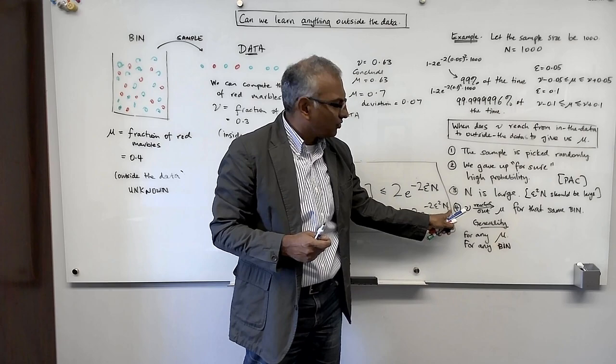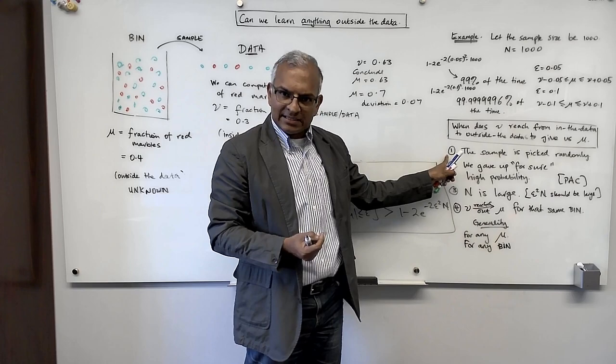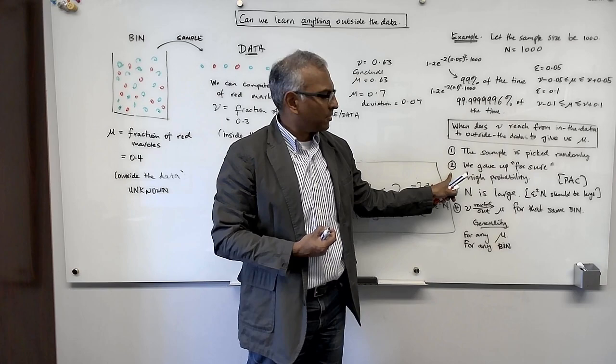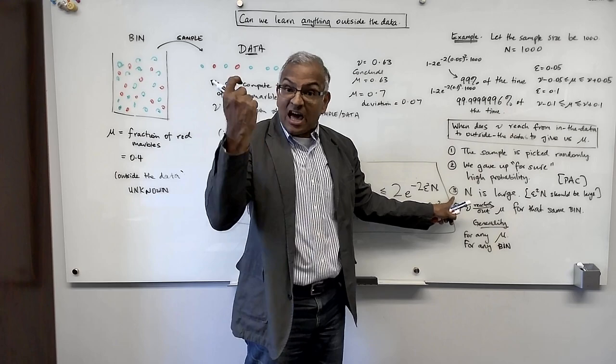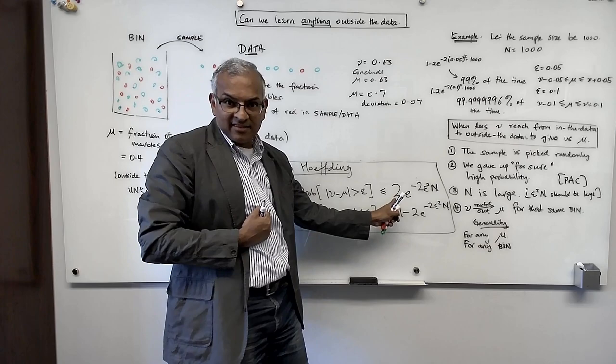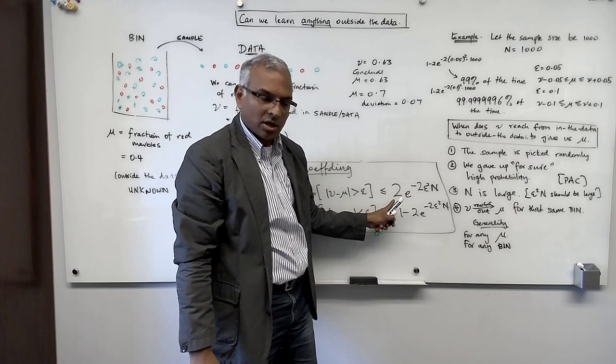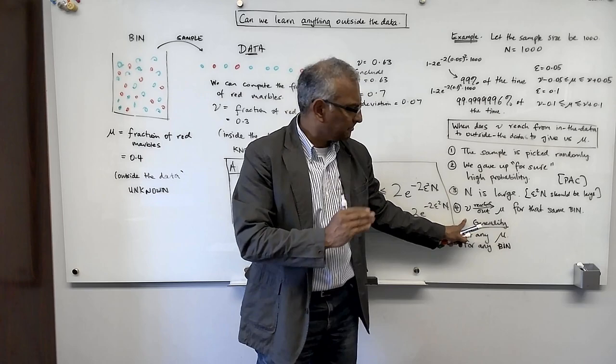So I pick my sample independently, IID, randomly. I've given up for sure, and I'm willing to live in a high probability world. And I've picked a large enough sample so that the Hoeffding bound gives me a small enough probability of a bad thing happening, because in order for me to reach from nu to mu, it must be the case that a bad thing did not happen. And providing that I'm using the same bin, I'm making the conclusion about the same bin.